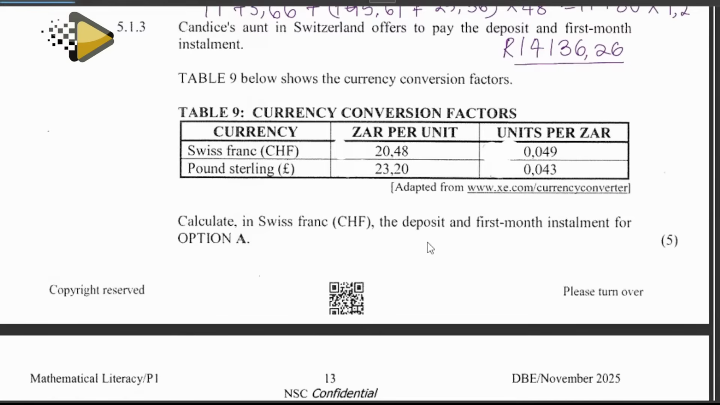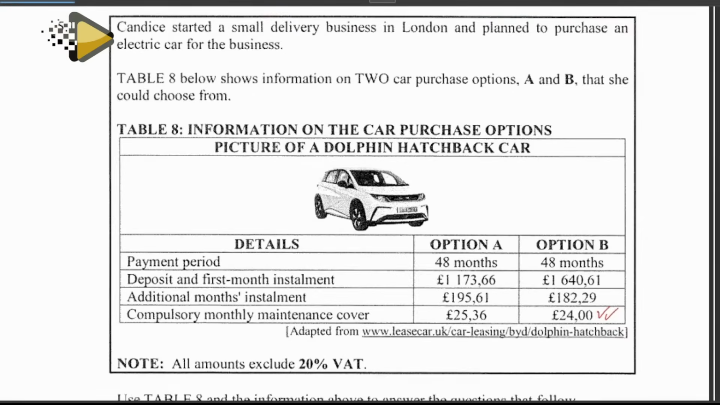All right. Because this auntie is in Switzerland, she offers to pay the deposit and the first month installment. Then they're asking us for the table for conversion. So they calculate in Swiss franc the deposit and the first month interest for option A.